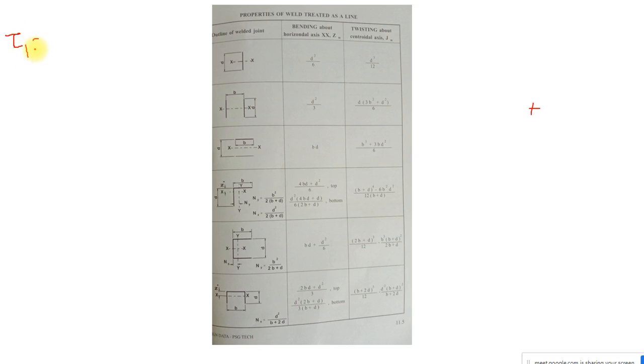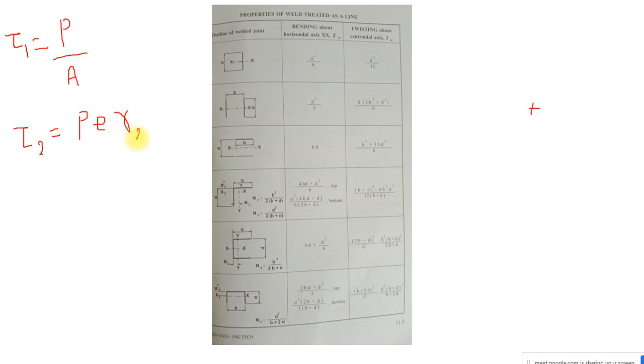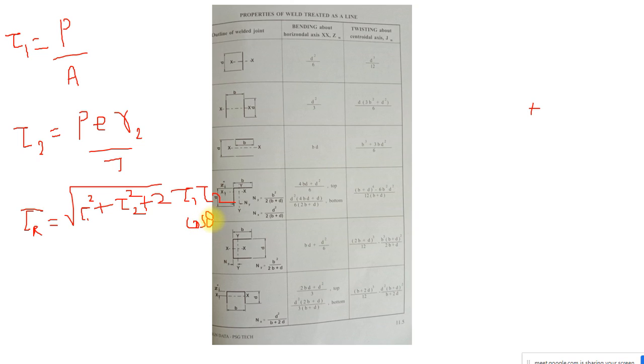Sigma 1 is equal to P by A, which is nothing but a direct or primary stress. Sigma 2 is equal to P into E into R2 divided by J. And what about resultant stress? Resultant shear stress is equal to square root of sigma 1 square plus sigma 2 square plus 2 sigma 1 sigma 2 cos theta. So these are the 3 formulas which are required for our particular problem.